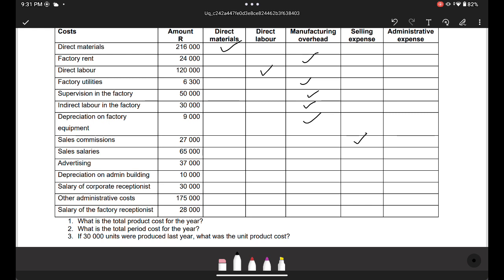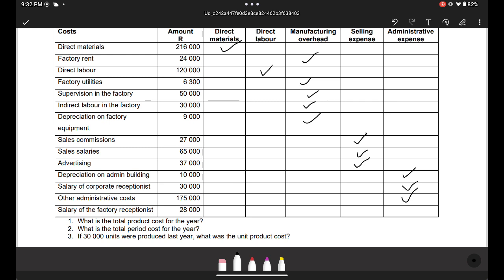Sales, as soon as they mention sales, put it over here. Advertising, same thing. Depreciation on admin building is administrative expense. This is the office. Admin means office. Got nothing to do with the factory. Salary of corporate receptionist. Corporate is admin. Other administrative is here.